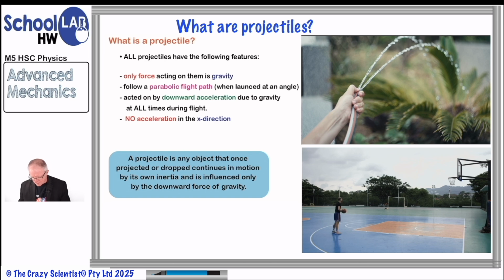Then, of course, there are other features such as no acceleration in the x direction, and we're going to be looking at that and proving that with SUVAT equations. And so we have our definition of what a projectile is here. All of these things tend to get tested in very simple ways in multiple choice questions in the HSC. So make sure you've got those down.